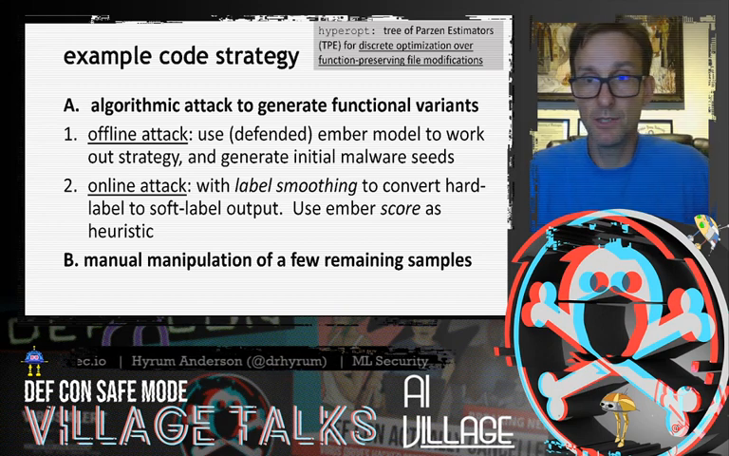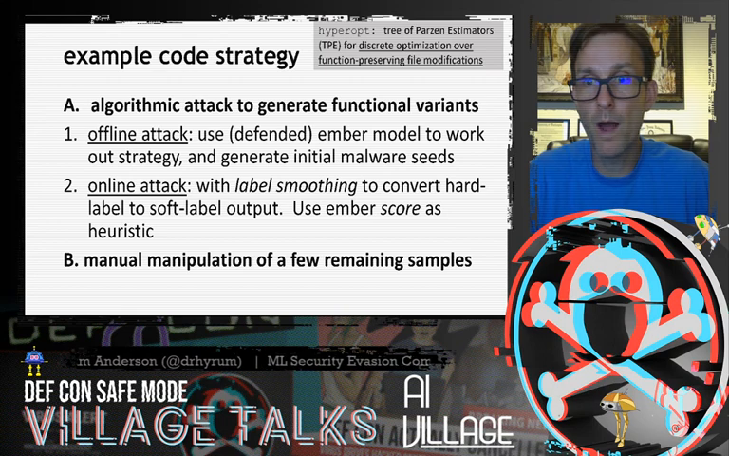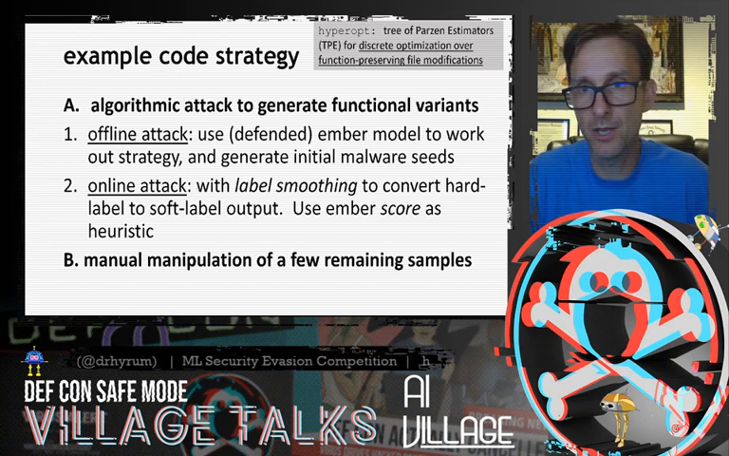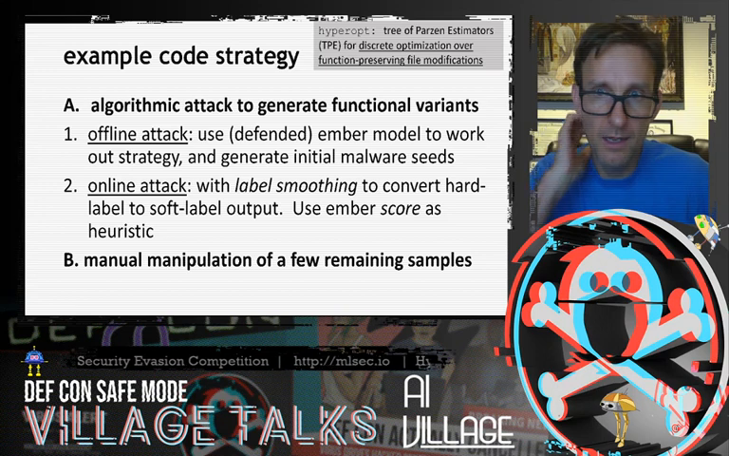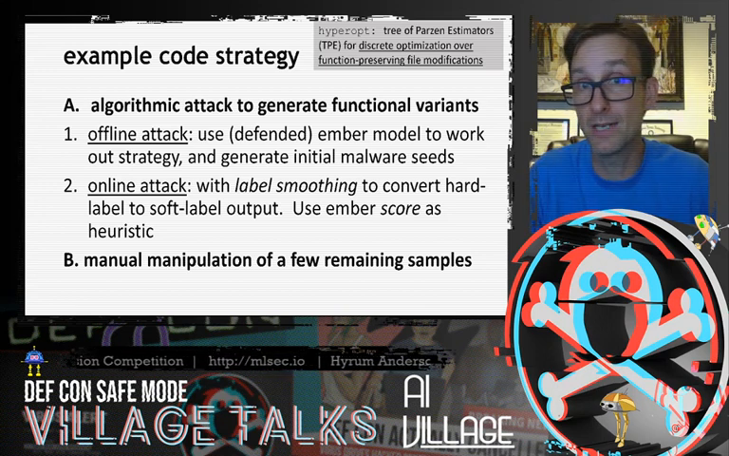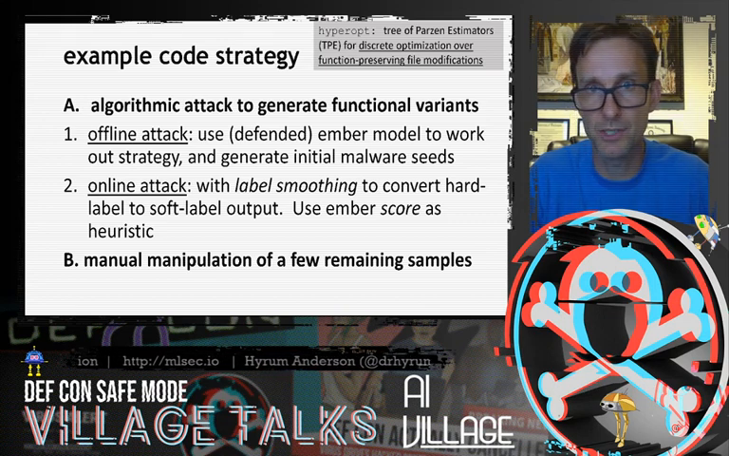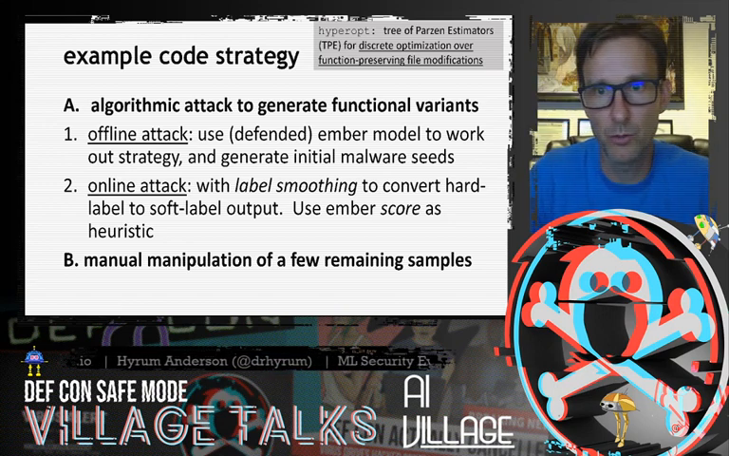So as a contestant, you can choose any strategy you'd like to compete, but to demonstrate one possible strategy, we have released some example code on the competition's GitHub site. You can find more information about the nitty-gritty details of this approach on the website. It essentially is using a discrete optimization technique over a space of functionality preserving file modifications. However, the general strategy might be more useful for you to adopt.